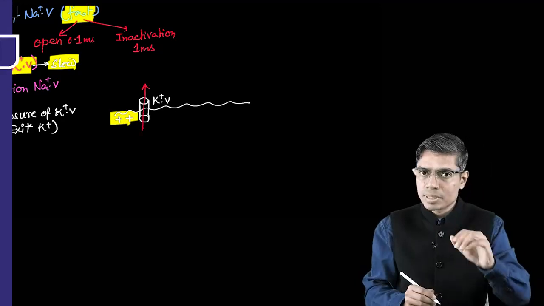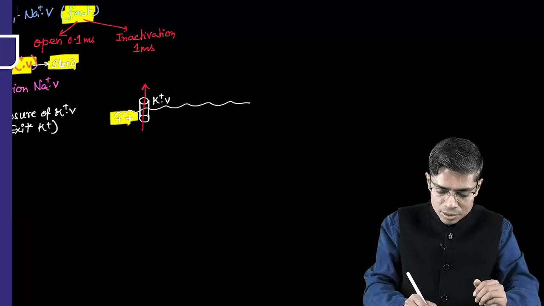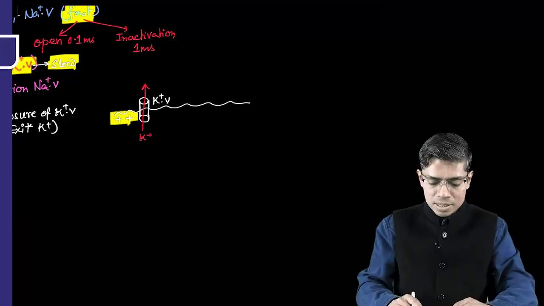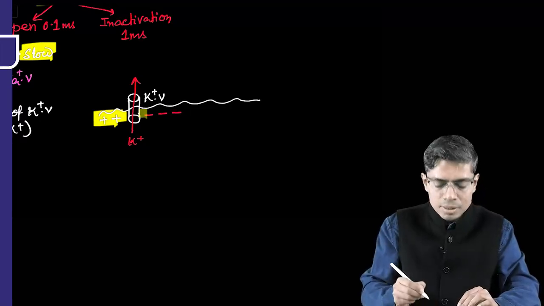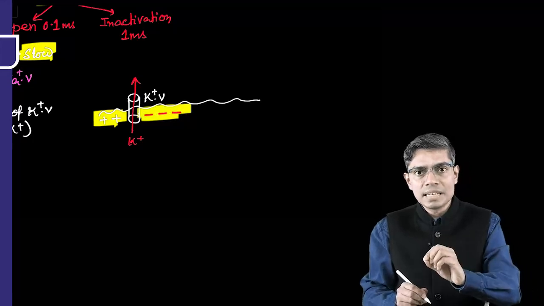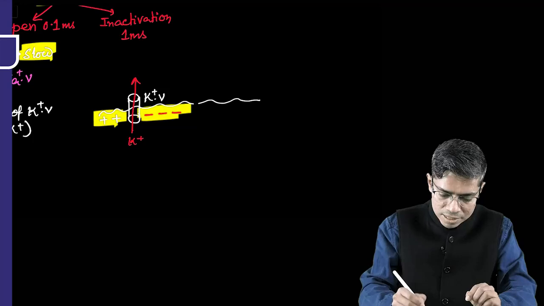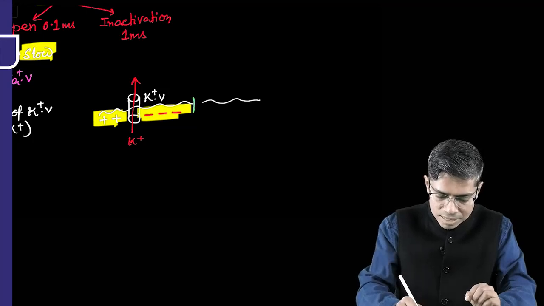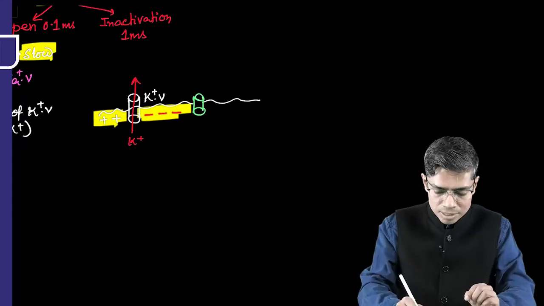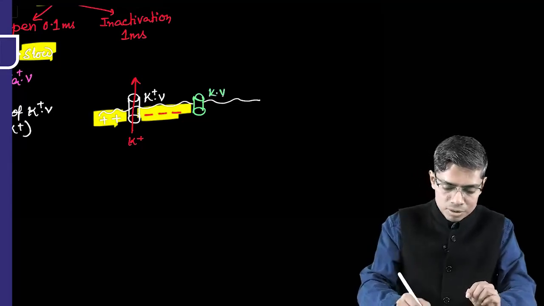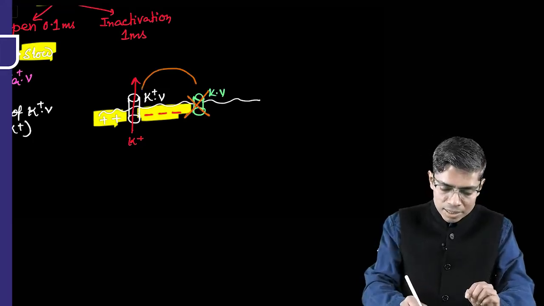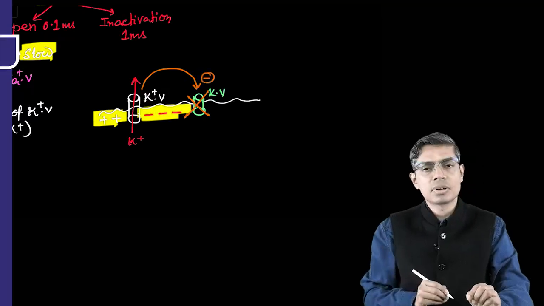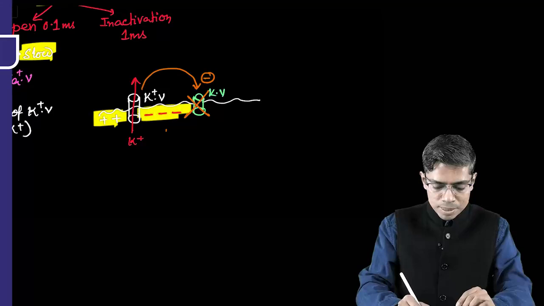But whenever the potassium channel is opening up, the cell is losing positive charge in the form of potassium. So what will happen to the interior of the cell? The interior of the cell will become negative. So what is the effect of this negativity on another potassium channel? Will it open or will it close? It will close. So opening of one channel is leading to closure of another potassium channel. So obviously this is typical of a negative feedback phenomenon.